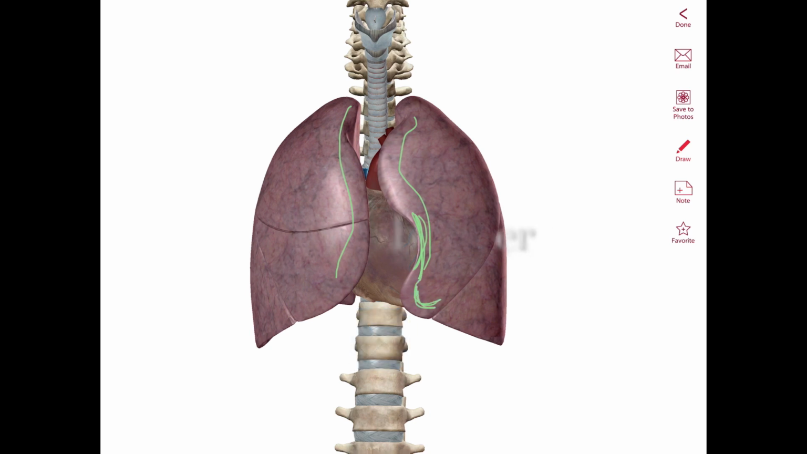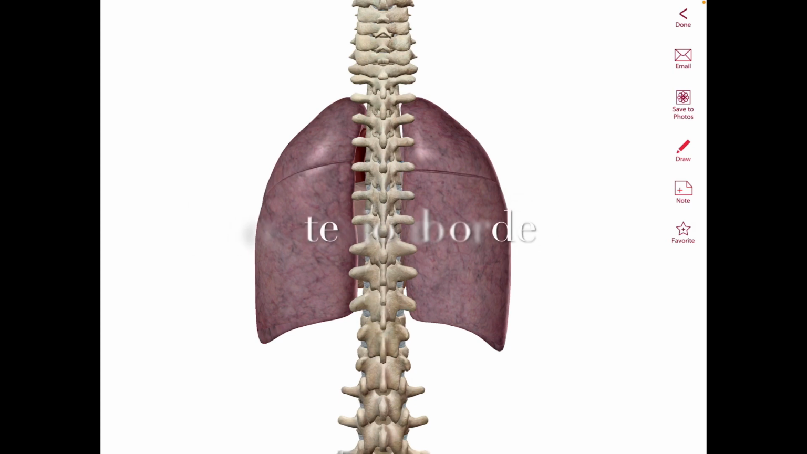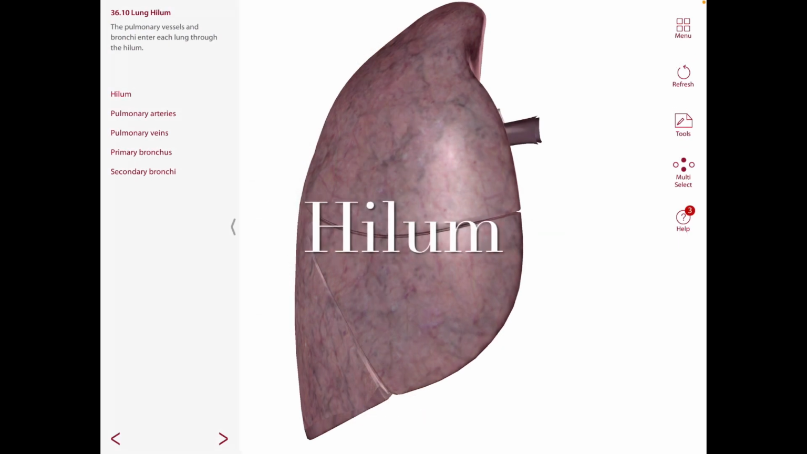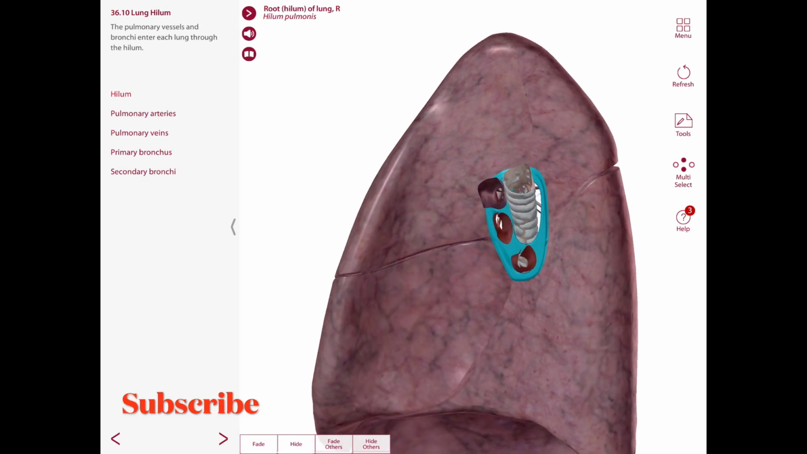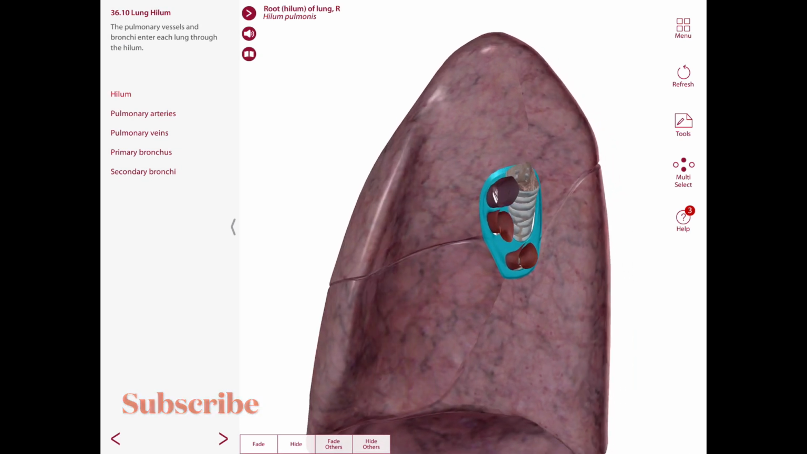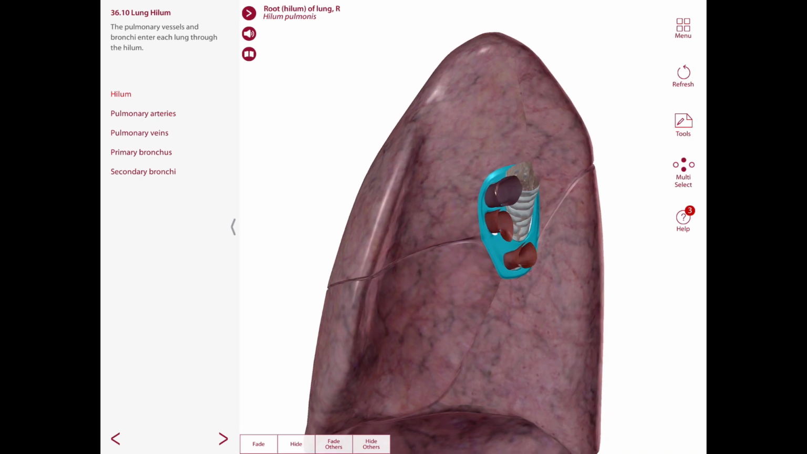Now the inferior border, which is this right here, is also thin and sharp and separates the base from the costal and mediastinal surfaces. The posterior border is smooth and rounded, and it separates the costal and the mediastinal surfaces posteriorly. And the hilum is an area on the mediastinal surface through which the bronchus and the blood and lymph vessels and nerves enter or leave the lung.